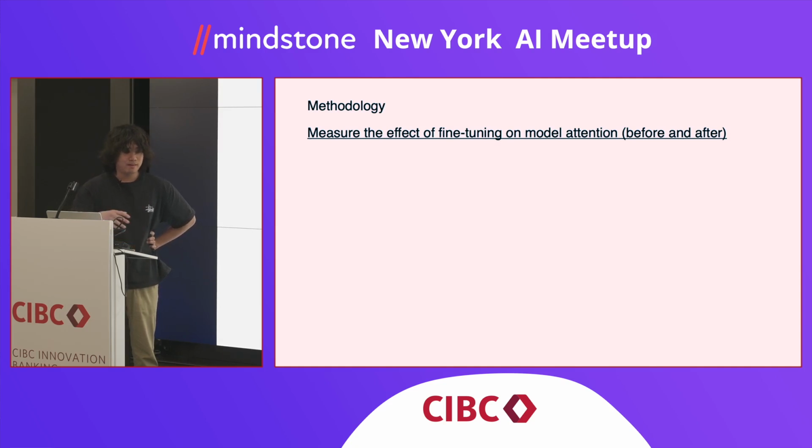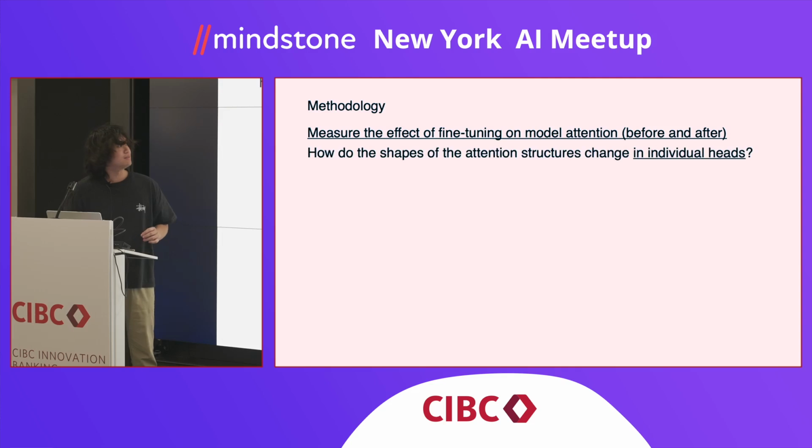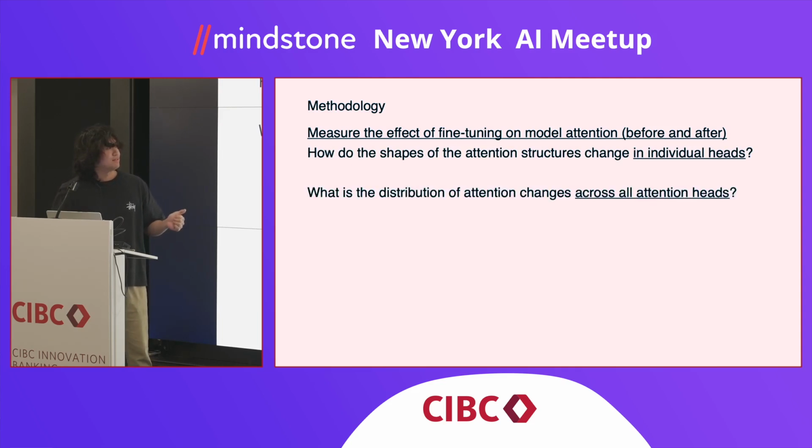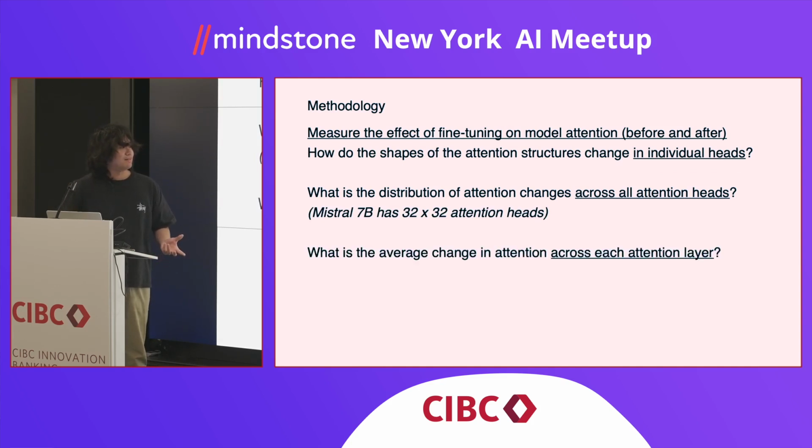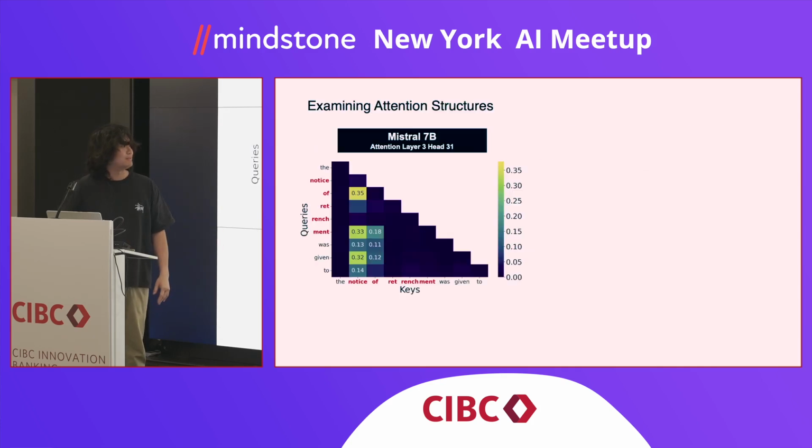scores on the base model, and then we'll do the fine-tuning, and then we'll run the exact same input sequence and compare, how did those attention scores change. And we do the comparison across individual attention heads, across all of the attention heads in the aggregate, because most of these models have a lot of attention heads, and we want to look at differences across layers. We'll see why in a minute.